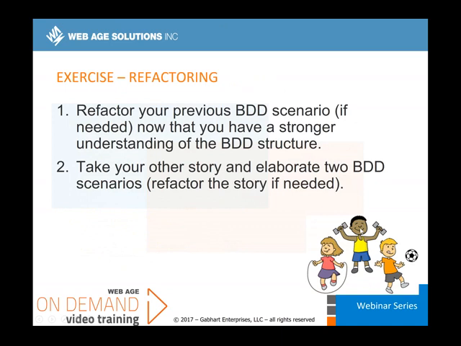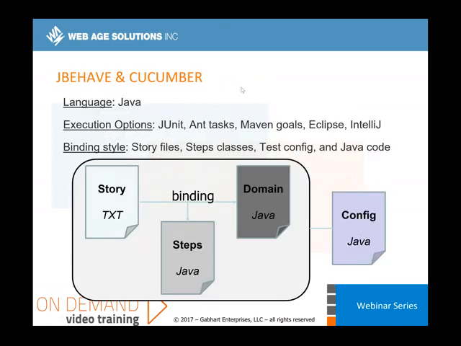Okay, moving on. So let's talk a little bit about the tooling side of things. You've got various frameworks out there. In the Java community, the two most popular would be JBehave and Cucumber. They both allow you to write in Java, I should say. Cucumber is actually based off of Ruby. But they have multiple execution options. In addition to this, you could incorporate Jenkins and all sorts of fun things like that.